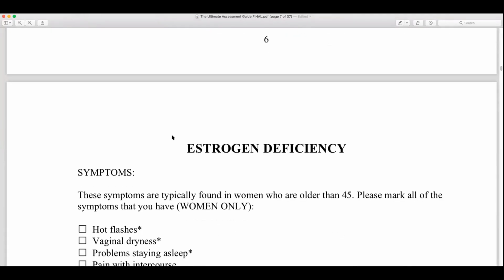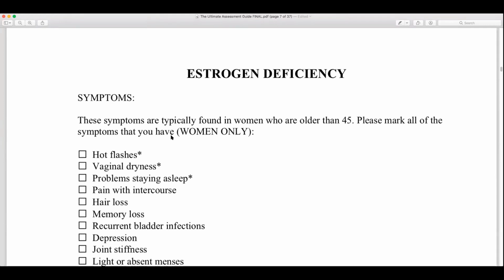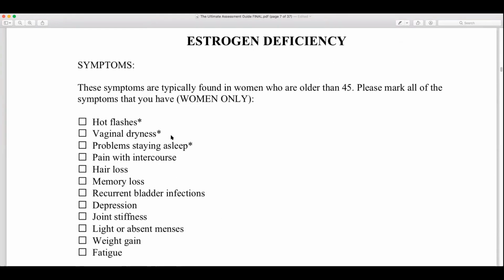Okay, great. So let's move on to estrogen. So estrogen deficiency. These symptoms are typically found in women who are older than 45. They can be found in women who are younger if their adrenals and their thyroid are not picking up the slack. A lot of people don't realize that one of the functions of the adrenal gland is to produce sex hormones. So really the difference between someone who goes into menopause and has a problem and the person who doesn't has to do with how robust their adrenals are, and consequently also their thyroid to support the adrenals so that it can take over the production of a lot of the sex hormones.